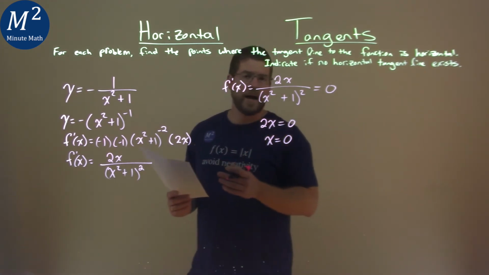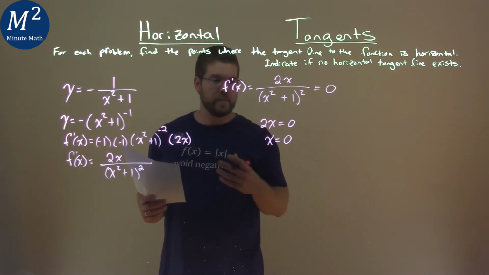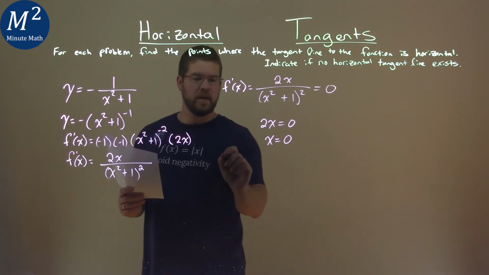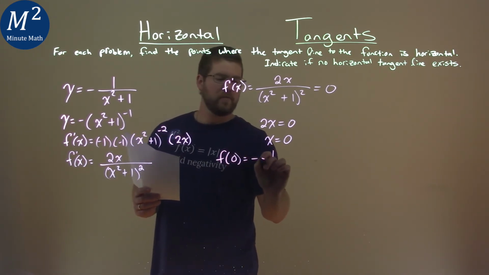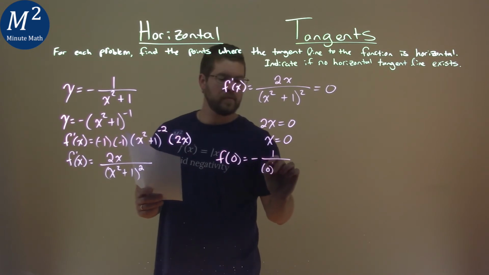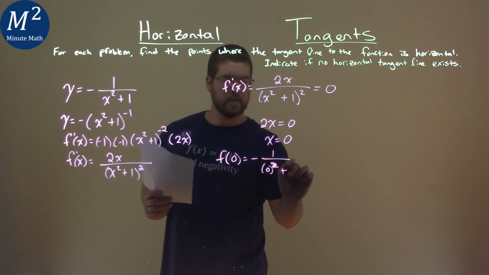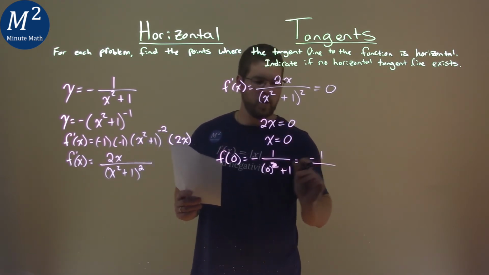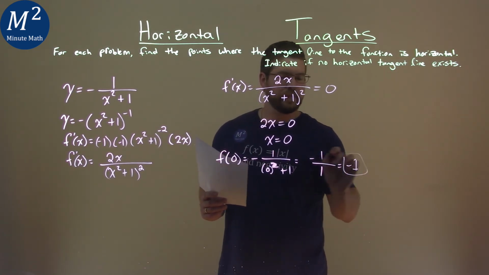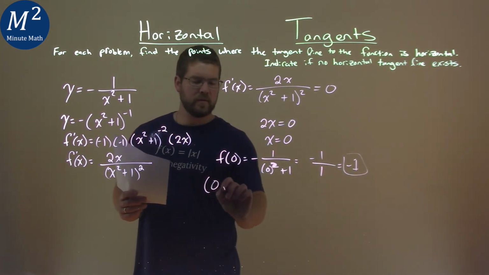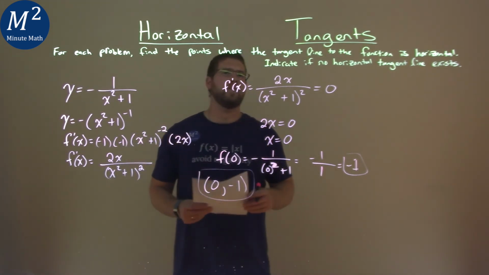So what we need to do now is plug that into our original function to find the y-coordinate there. Remember, it's the original function now. So we have f of 0, plugging it in, equals negative 1 over 0 squared, oh my goodness, plus 1. Negative 1 over 0 squared is 0, plus 1 is 1. We have a negative 1 right here. And so our coordinate point, (0, negative 1), is our final answer, and that is where the tangent line of the function is horizontal.